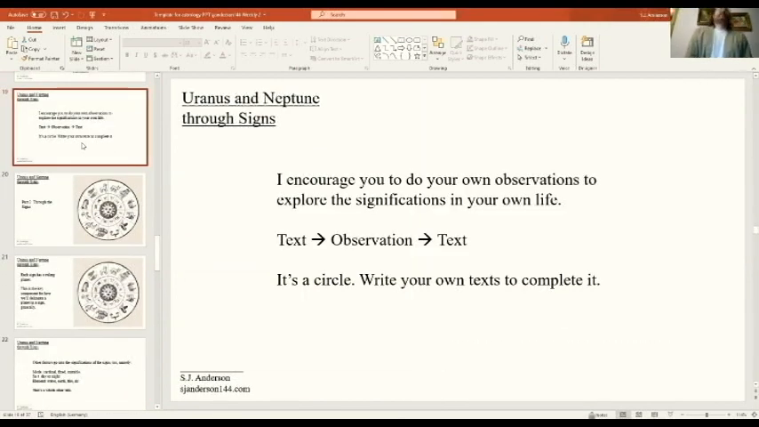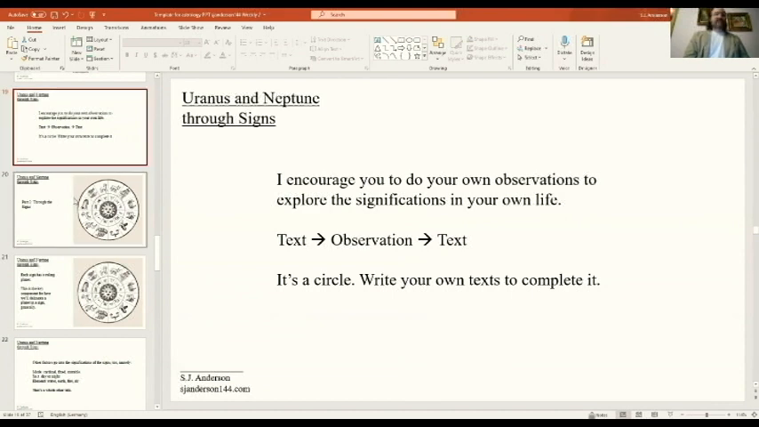So, as I was saying earlier, I would encourage you to do your own observations, to explore these significations in your own life. You read the text, you can do observation, and then write your own text, flow it back into additional texts. It's a circle. You get to complete that circle and push the tradition forward by doing your own writing on astrology or publishing or Twitter or whatever we do in the 21st century, sharing thoughts and ideas so that we can collectively move this process forward and come to a greater collective understanding of these outer modern planets that are so fresh, relatively speaking, in our astrological mind.